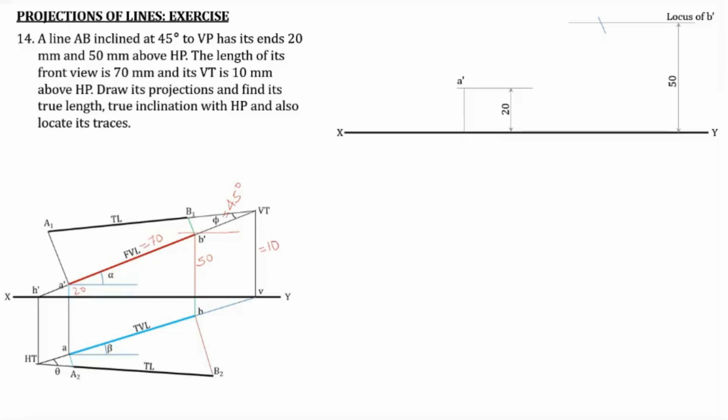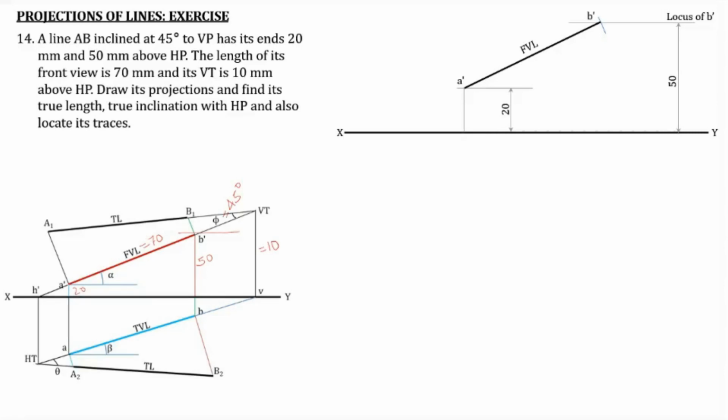The center will be point A dash. The point of intersection of the arc with this horizontal line, the locus of B dash, will give you the point B dash. Now you can join A dash and B dash, which will be the front view. And that line A dash B dash will be of length 70 millimeter.